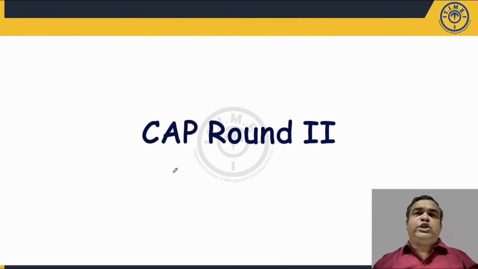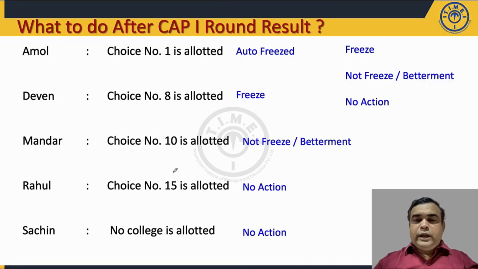So imagine a situation where all seats were allotted to the students and everybody chose the freeze option, meaning everybody confirmed the admission and paid the fees. Then round 2 won't happen. Is that okay? Also, just understand why.